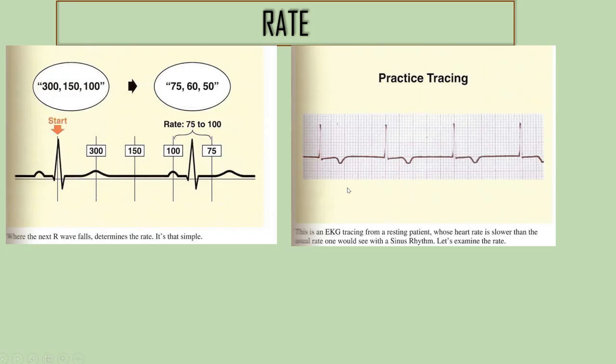Practice this ECG. This is an ECG tracing from a resting patient whose heart rate is lower than the usual rate one would see with a sinus rhythm. Let's examine the rate. First of all, we have to find an R wave on the black line. Then 300, 150, 100, 75 and 60. So the heart rate is 60. Again, 300, 150, 100, 75, 60.